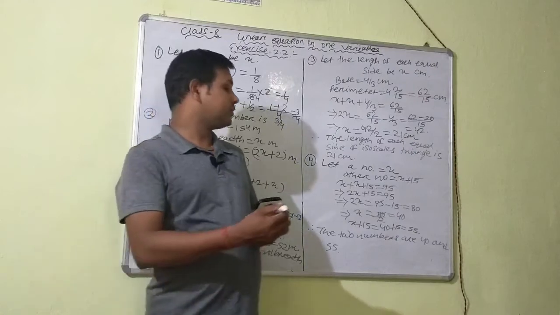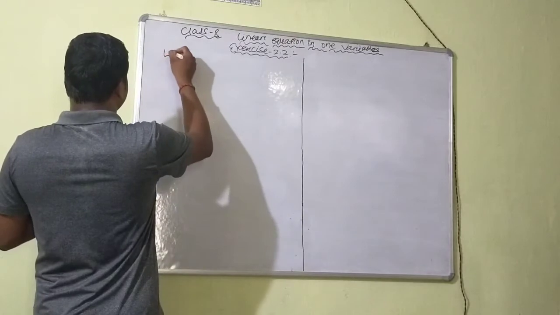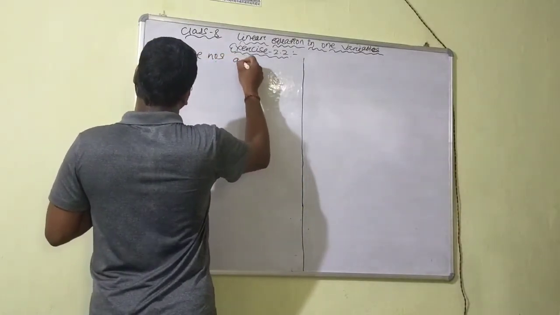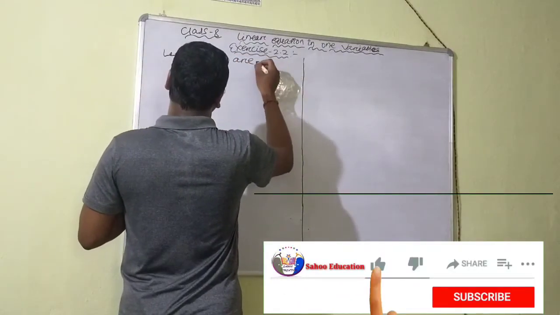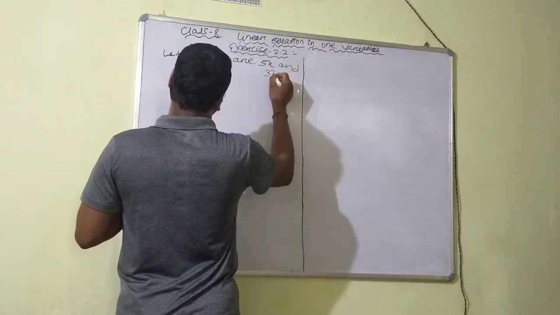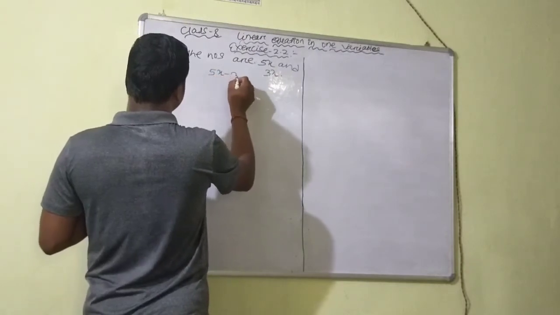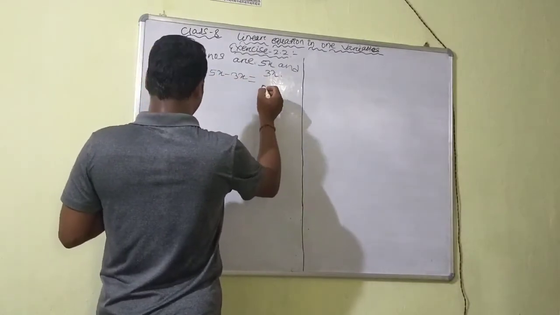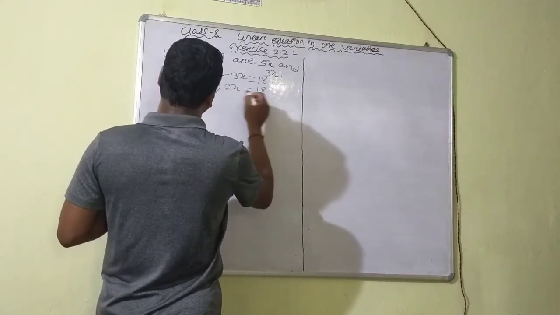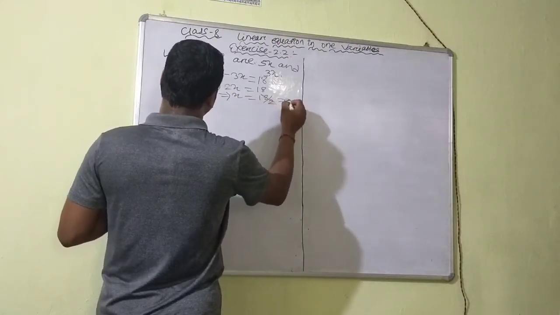So now, let the numbers be 5x and 3x. Their difference is given 18, so 5x minus 3x equal to 18. That is 2x equal to 18, x equal to 18 by 2, that is 9.